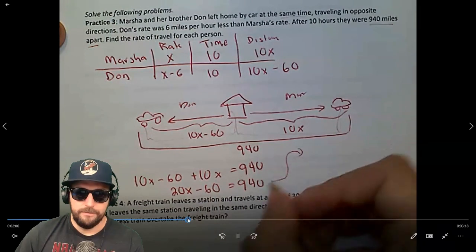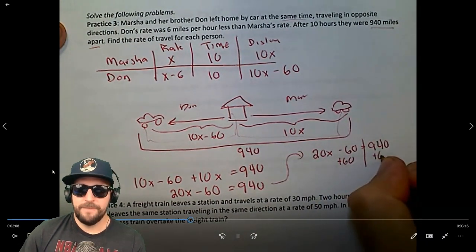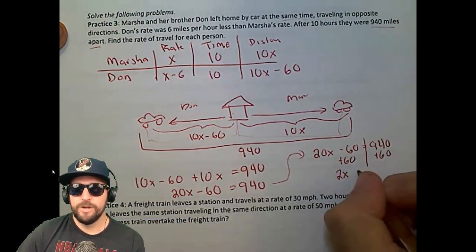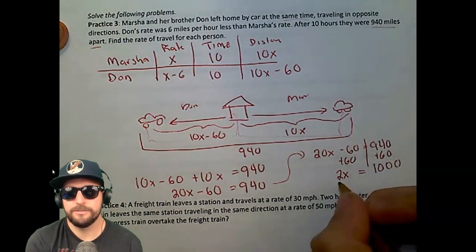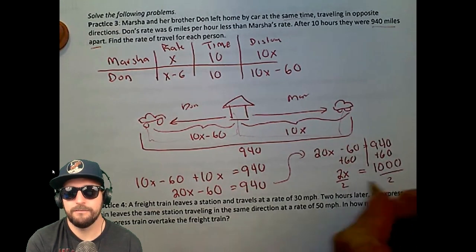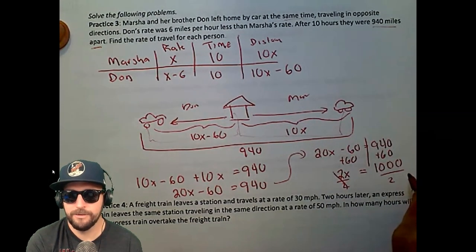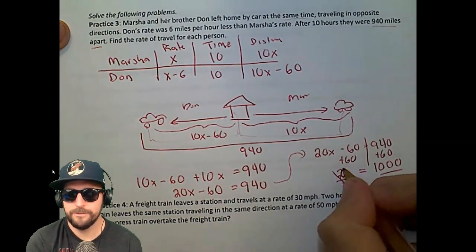It takes a while. Add 60, add 60. So 20x equals 1,000. 20x, not 2x. He'll figure it out. They're not going 500 miles an hour. What went wrong? There it is, 20.